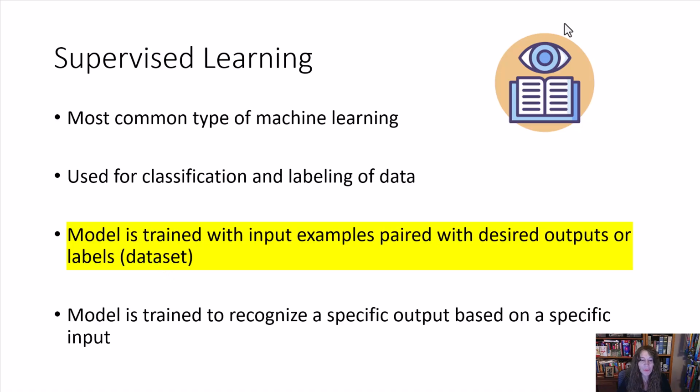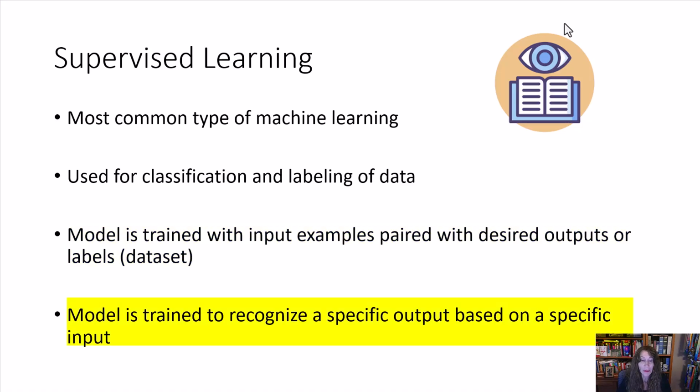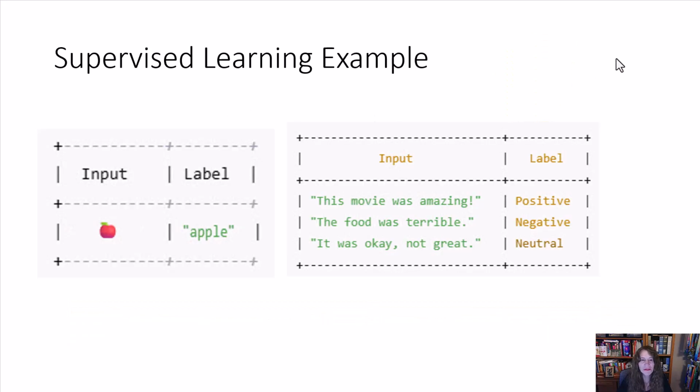When we talk about the model, we could be talking about a large language model, such as GPT-4, or we could be talking about another type of model. Again, these models are computer programs. They're called models. And in supervised learning, the model is trained to recognize a specific output based on a specific input.